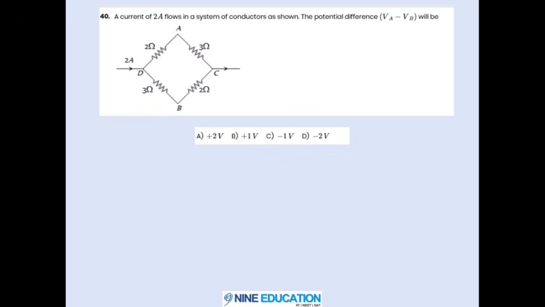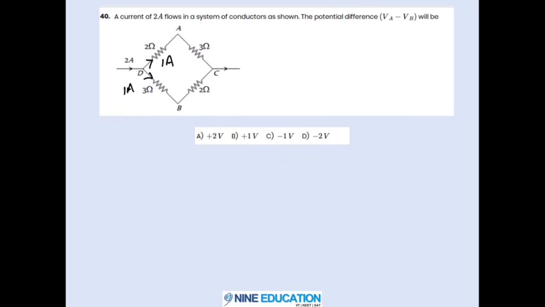Now this branch, you see what is the total resistance? 2 plus 3. This branch 5 ohms. This branch also 3 plus 2, 5 ohms. Therefore, this current will split equally because the total resistance across two branches are same. So you can say that the current here is 1 ampere and current here is 1 ampere.